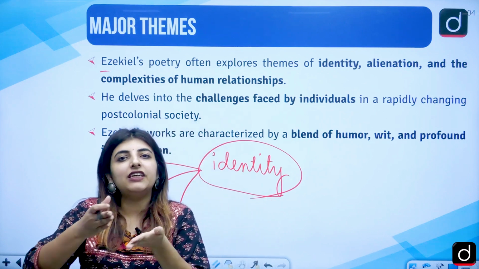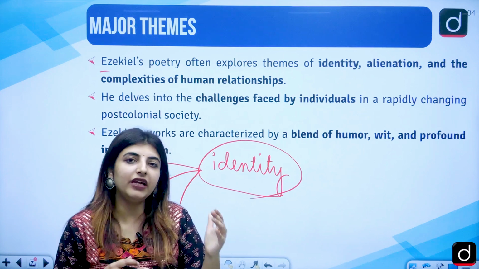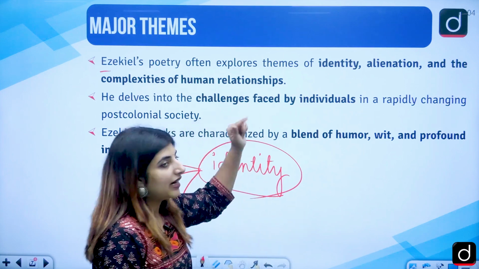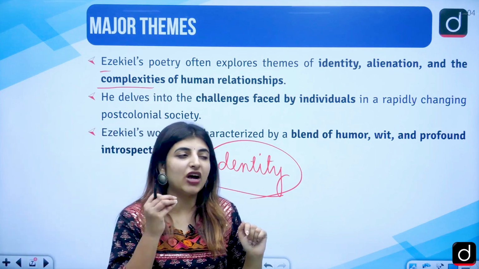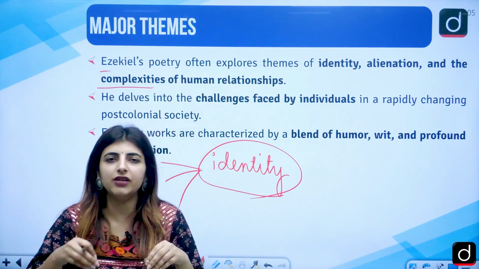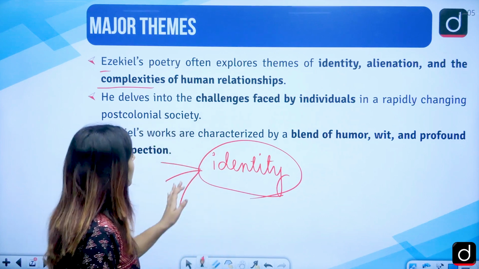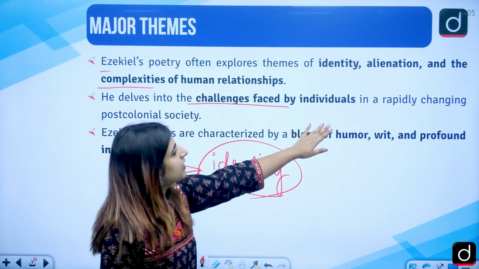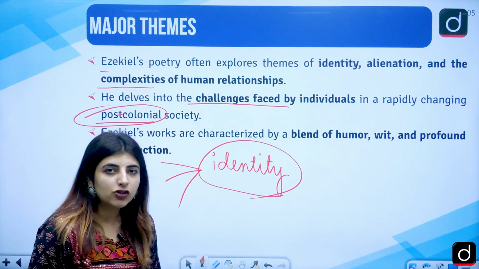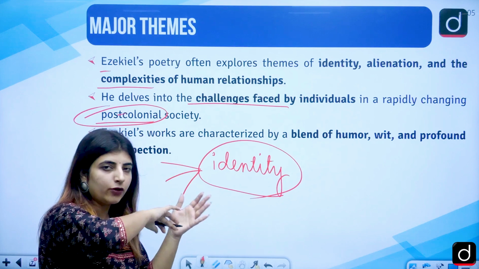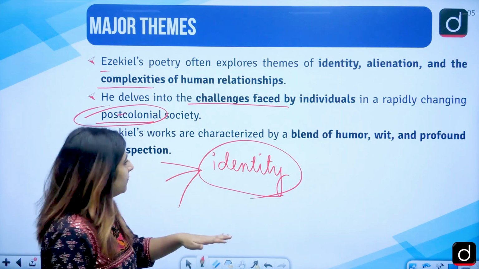Same is the case when it comes to the cultural part. You feel alienated from the culture. That can be seen. The complexities of human relationships, the themes of superstition, and so on and so forth can be seen. Challenges faced by individuals in a rapidly changing post-colonial society can also be seen, because he is a post-colonial poet as well, after the British.